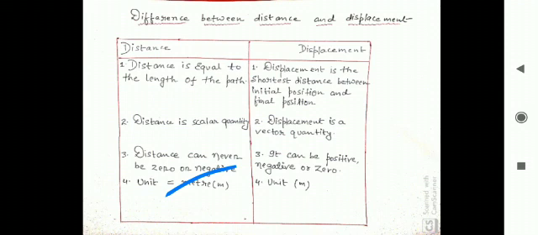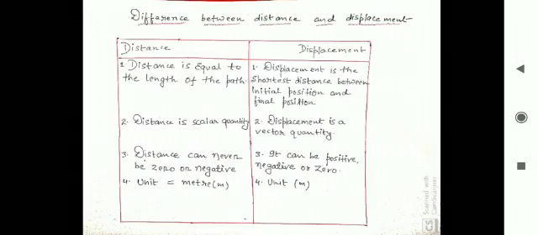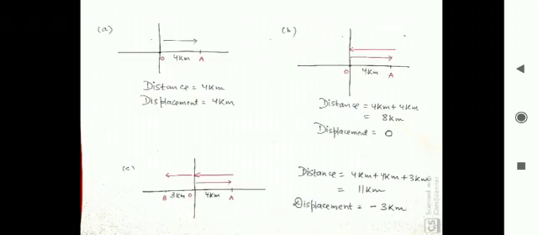Now come to the next topic. Here we have taken 3 examples, A, B and C. One by one we will discuss, in each case, the distance traveled by the body and the displacement of the body. Here we will get the concept of when displacement will be positive, when negative or when 0, and why it is said that distance can never be 0 or negative. These points will be clear in all 3 examples.